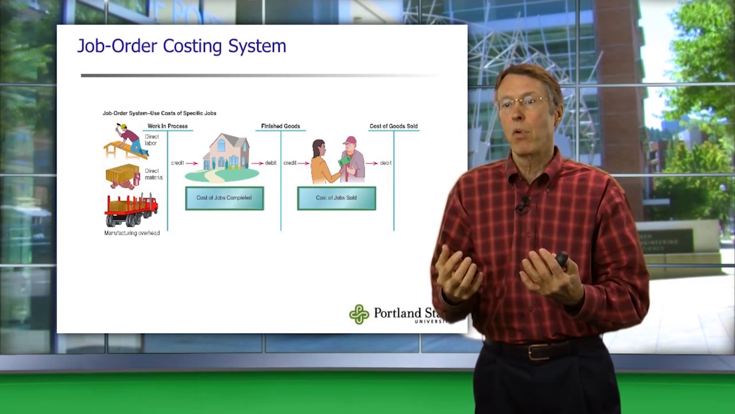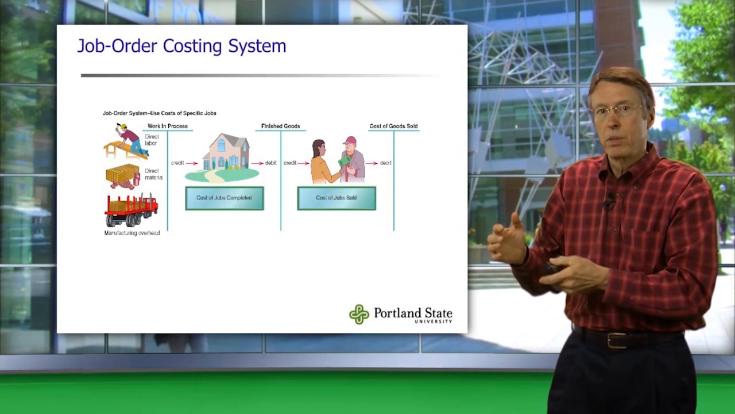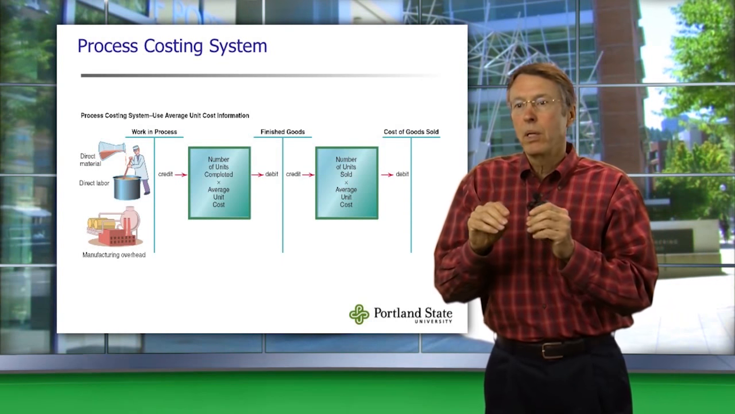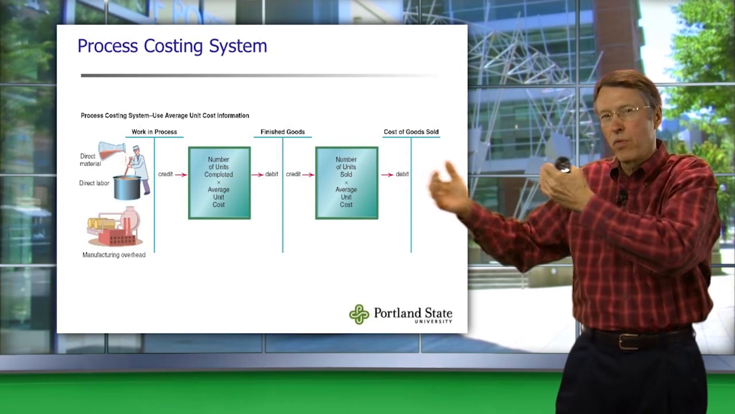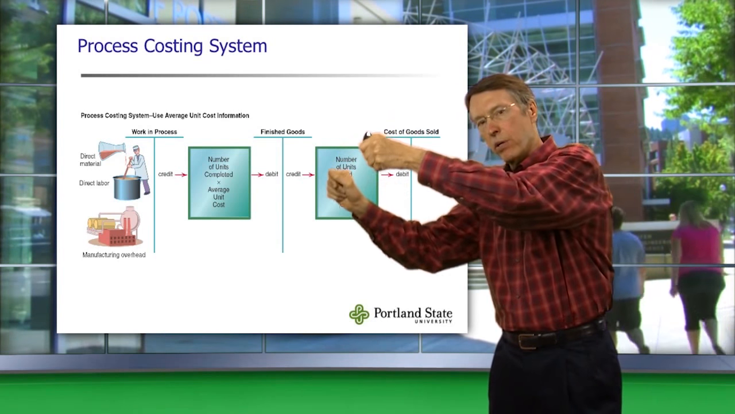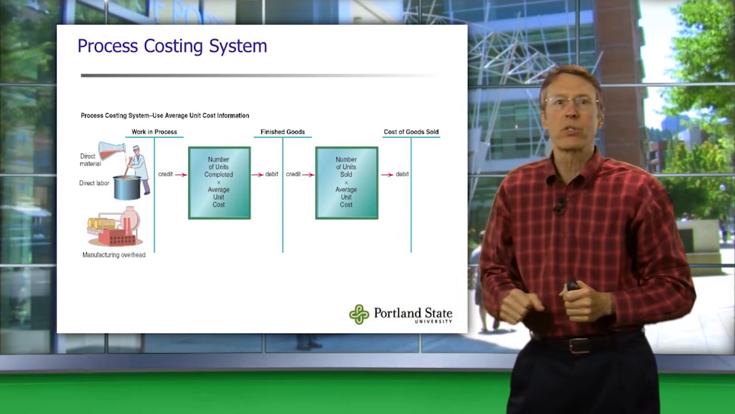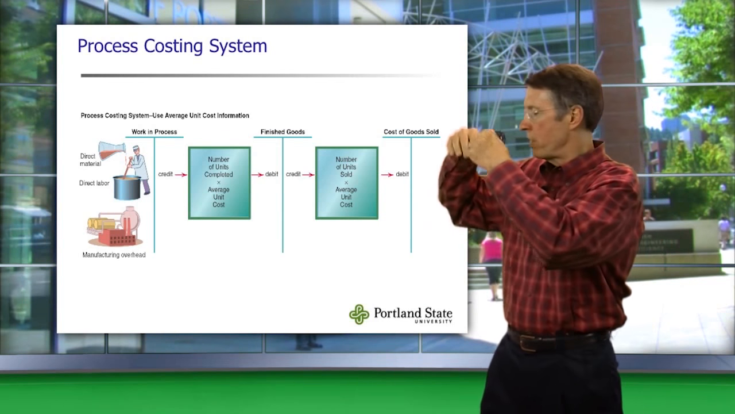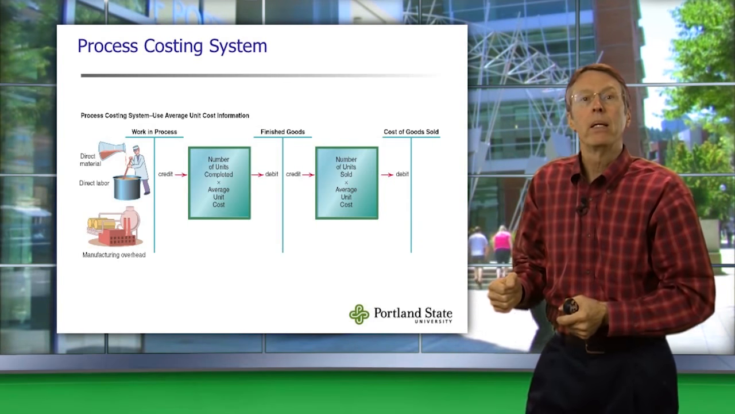A typical job order costing system uses cost of specific jobs. A process costing system uses average cost information as these units move through the system. For example, here we see on the left there's some material being added to this big vat, and then some labor being added by the stirring, and then there's some manufacturing overhead, the cost of the insurance for the plant. I don't know what they're making there, but maybe they need some insurance for that.